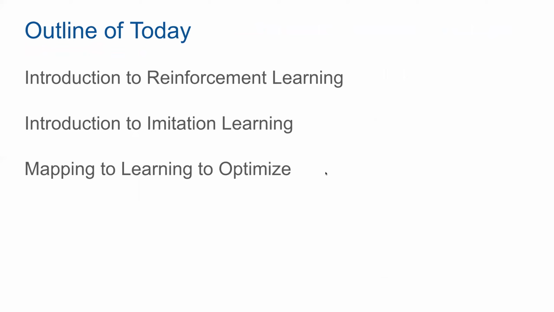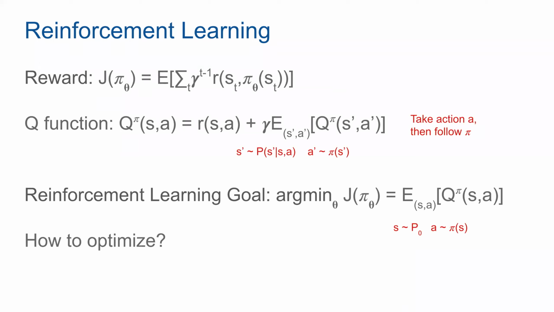So the outline today, we're going to go over some basic reinforcement learning algorithms, go over some basic imitation learning algorithms, and we'll look at how to map that to learning to optimize problems that we've already seen in lecture. Okay, so reinforcement learning. We're going to go back to this reward function formulation that I had before with this discount factor. If the discount factor is 1, then it's not discounted over time. If the discount factor is exactly 0, under the assumption that 0 raised to the power of 0 equals 1, I only look at the current time step, and I ignore the reward in future time steps completely.